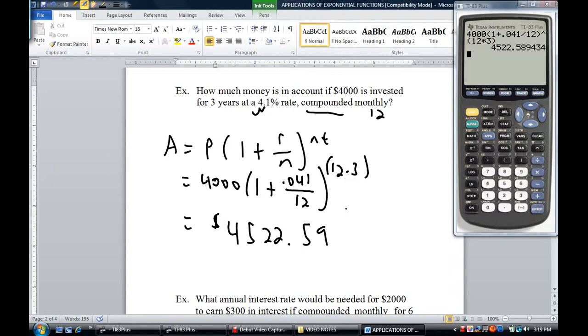Now if you have a scientific calculator, I'm going to do this once so you can see. What you want to do is that 12 times 3 is 36. That is the times. So what you do is you do 0.041 if you're doing scientific step by step, or even a grapher step by step, which means I'm going to do inside the parentheses first. Then I'm going to raise that to the 36 power. Then times that by 4,000. Same answer. So whichever method you prefer.